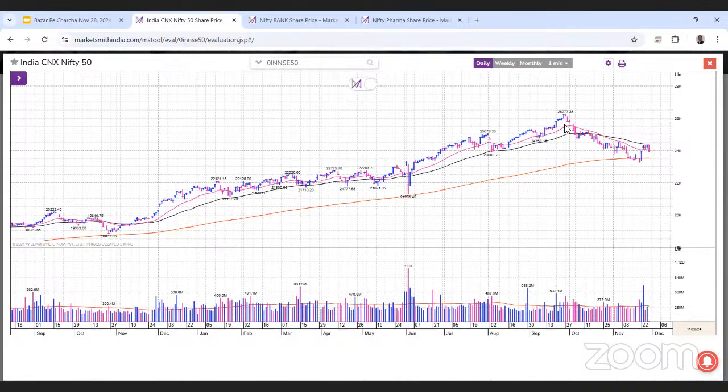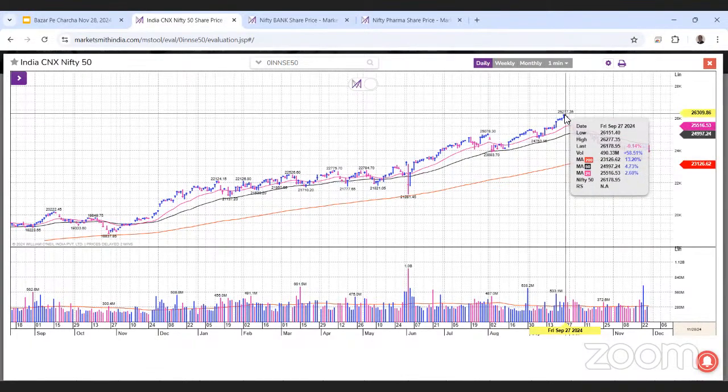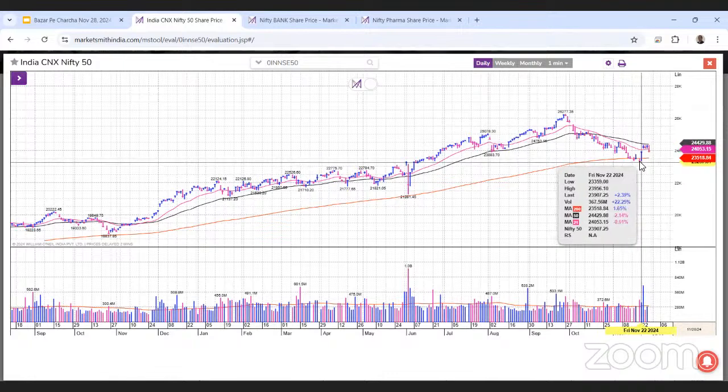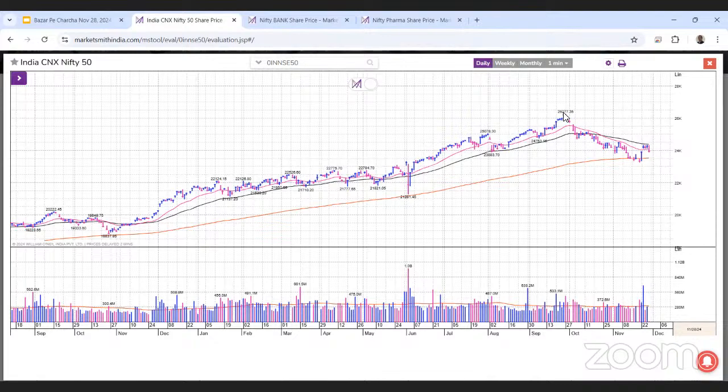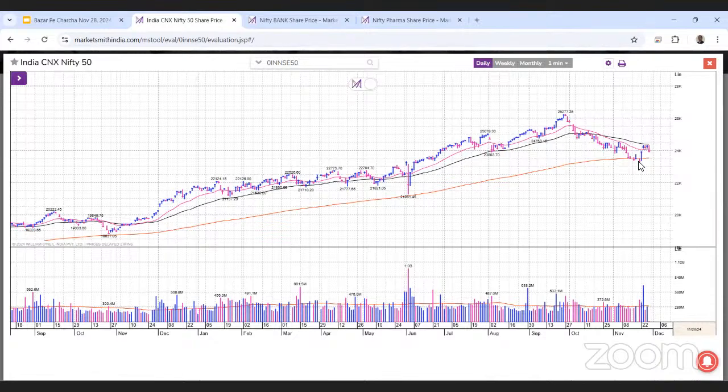Another thing is that, as we have already mentioned in the last Bazaar Pe Charcha as well as various commentary, if you take this Fibonacci retracement from the recent all-time high, that is 26,277, to the recent low, that is around this level, then the 38.2% retracement level is placed around 24,400. And the 21-day and 50-day moving averages are also placed in that range.